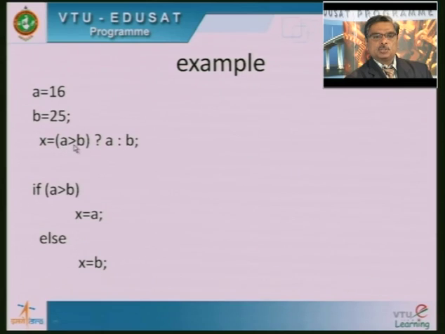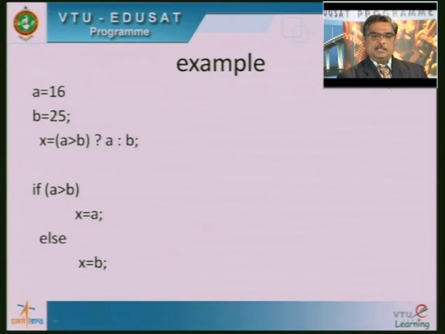If this condition is true, A is assigned to X. If this condition is false, B is assigned to X. For example, here A is 16, B is 25. A greater than B? 16 is not greater than 25, hence B is assigned to X. This is how you can use a ternary operator, question mark and colon. This is equivalent to an if statement. If you replace this expression by if, it looks like this: if A greater than B, X is equal to A, else X is equal to B. Instead of writing these 4 lines, you can write in a single line by using a ternary operator.